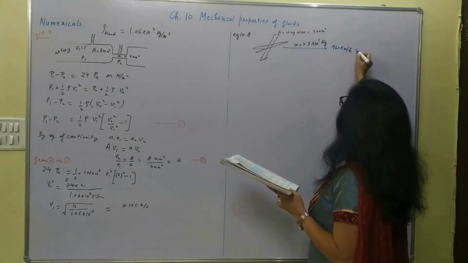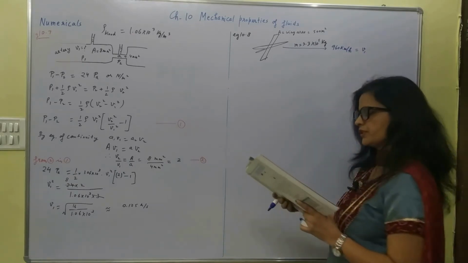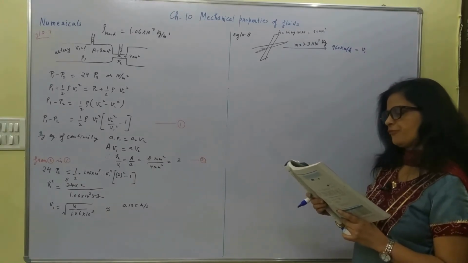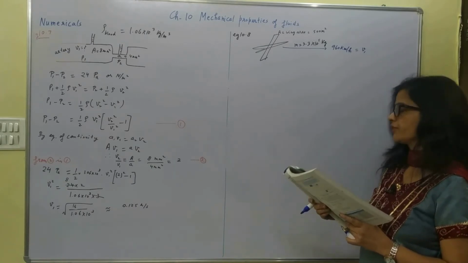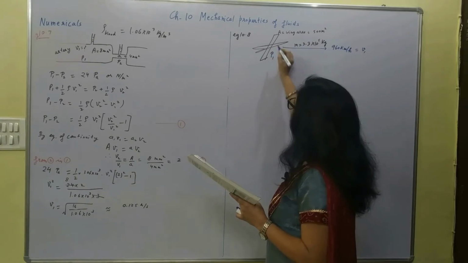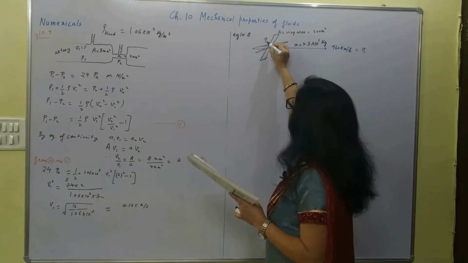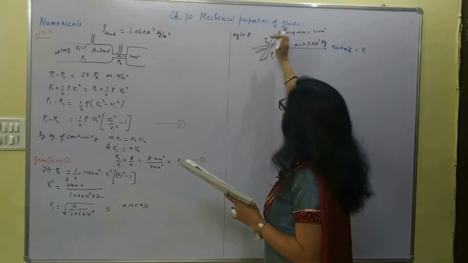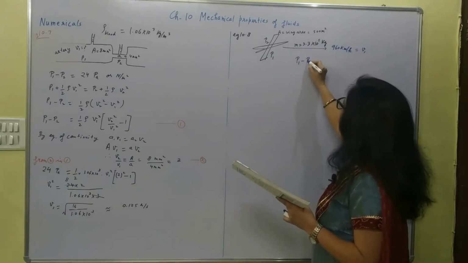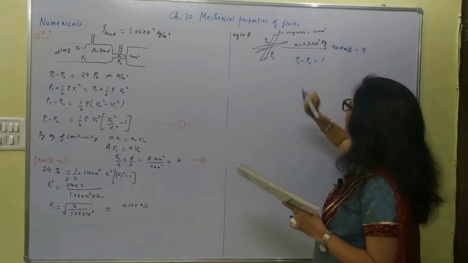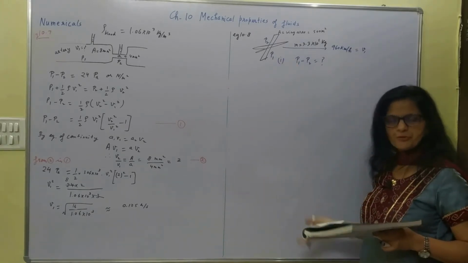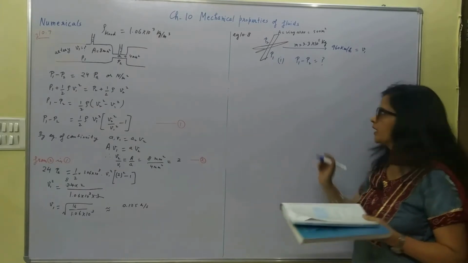This is V1 suppose. Estimate the pressure difference between the lower and upper surfaces of the wings. So if this is the pressure at the lower side, this is the pressure at the upper side, you have to find the pressure difference. This is the first part. So we know that this pressure difference will uplift the plane.